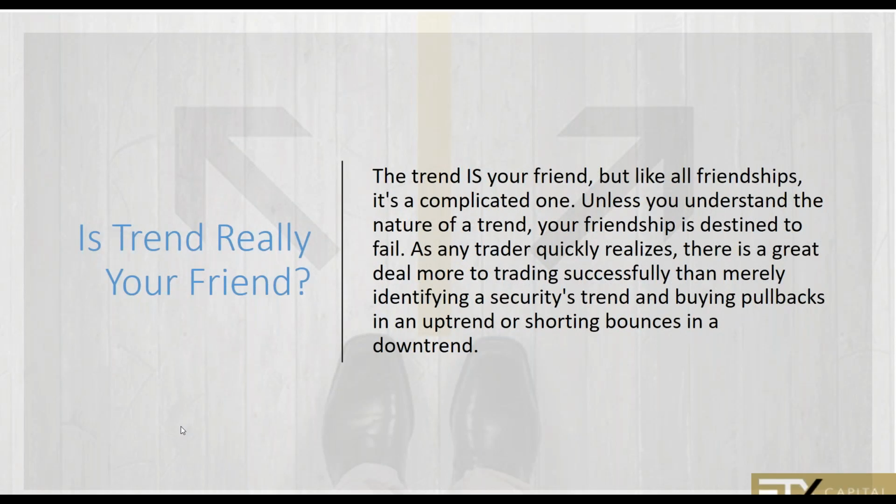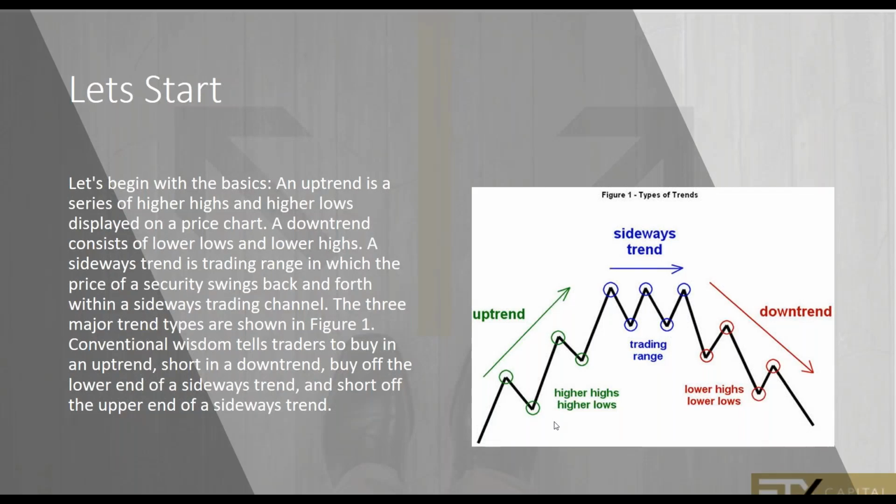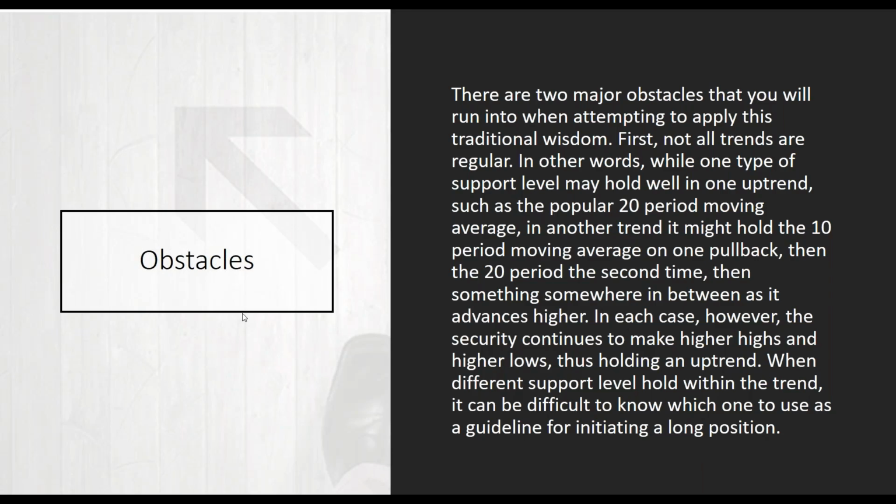So a trend consists of higher highs and higher lows, higher highs and then higher lows, and then higher highs. A trading range consists of highs and lows that are equal to each other, where a downtrend is made up of lower lows and lower highs, lower lows and lower highs. And this is what the trend should be made up of.